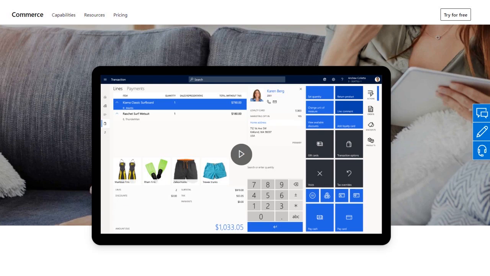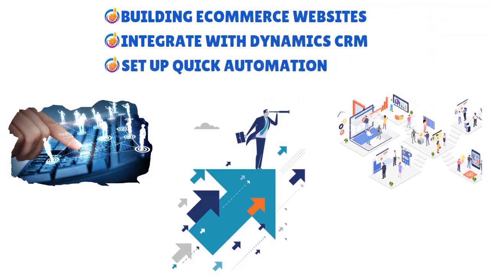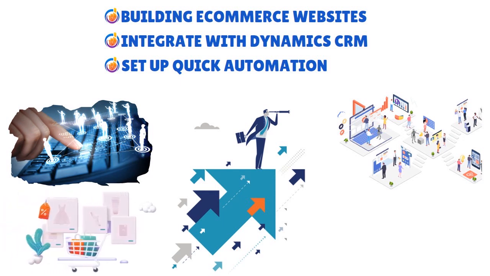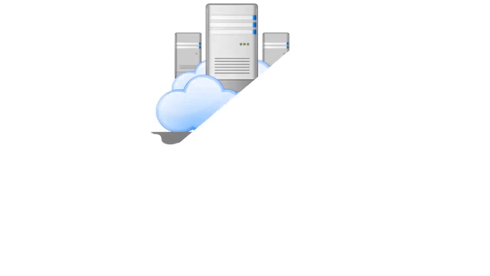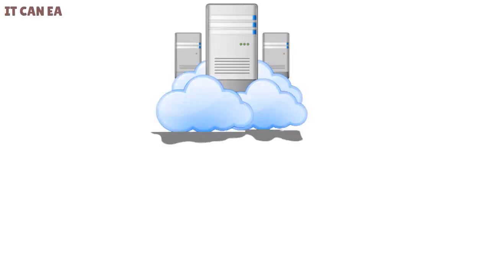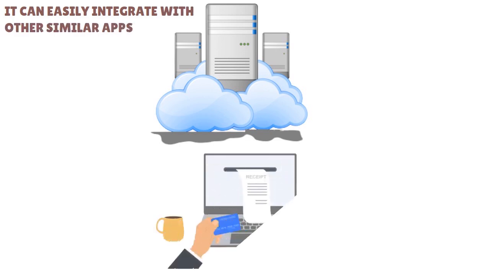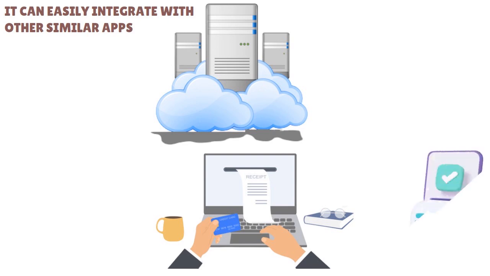Another feature that we love with Microsoft Dynamics 365 Commerce is that you can set up quick automation. There are certain things in your e-commerce journey that you do not want to do manually, and Microsoft 365 helps you automate things. 365 e-commerce is a cloud-based solution, which means what? It means that it can easily integrate with other similar apps. For example, if you want to have automated invoicing, you can simply integrate it with document automation software, and the invoices will be automatically generated and sent to customers. Think about the time that this can save you.